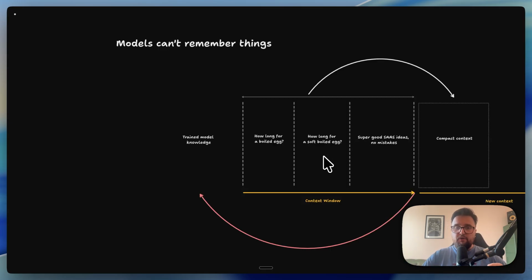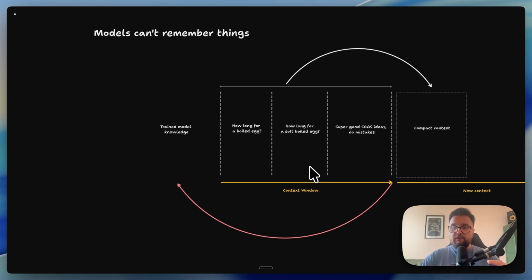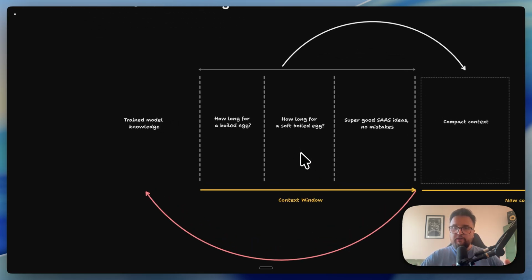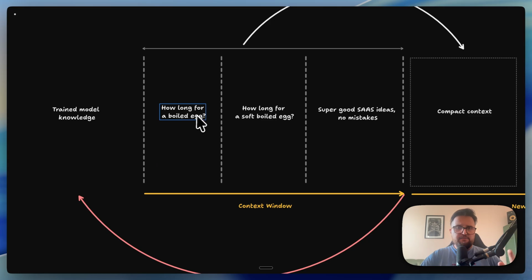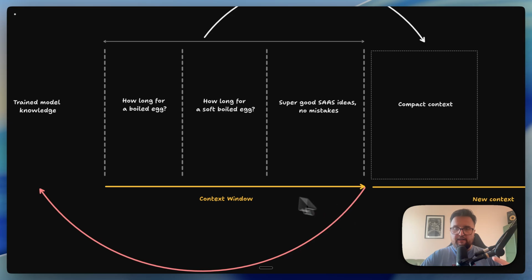Models can't remember anything, but they are trained on knowledge. So they have a subset of knowledge that they will know in their most primitive state. And as you're speaking with a model, you're building up more memory within a context window. So if we look here, this is the trained model knowledge, and then as we start talking to the model, it understands more about us, but only within this context window.